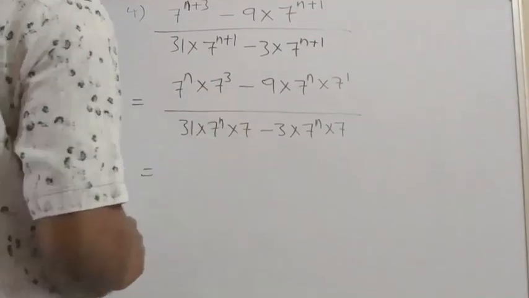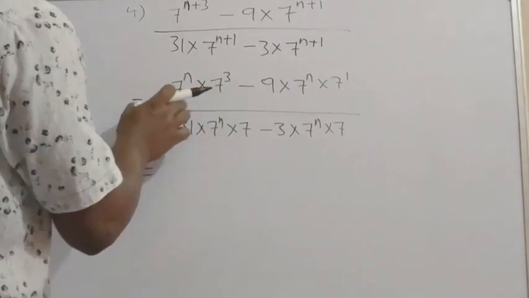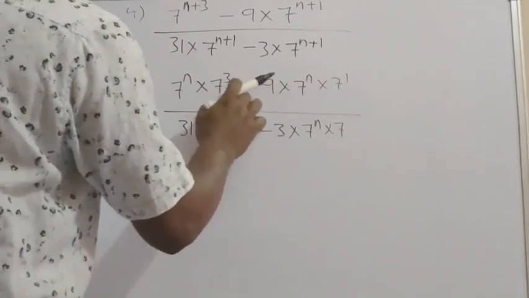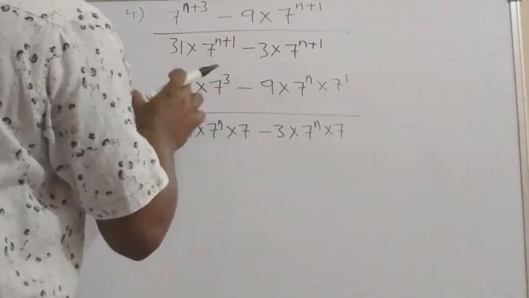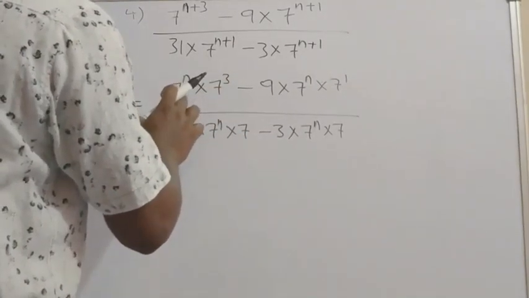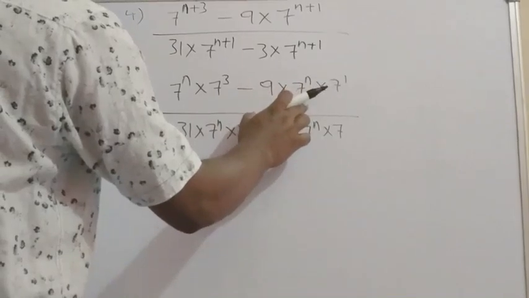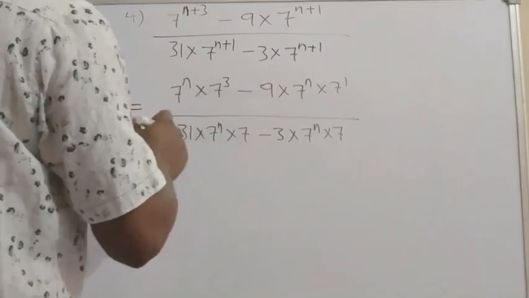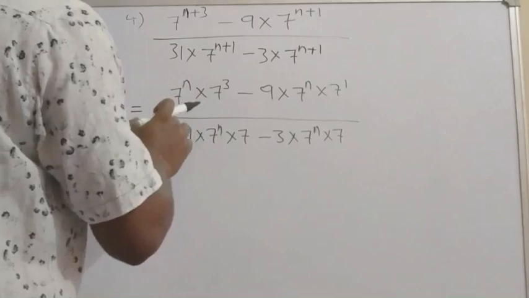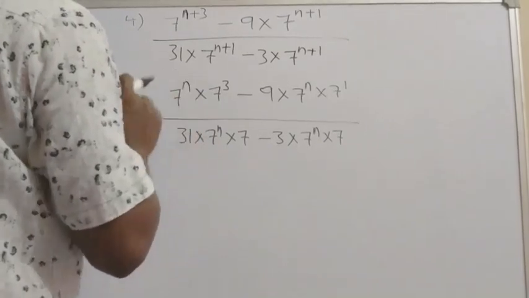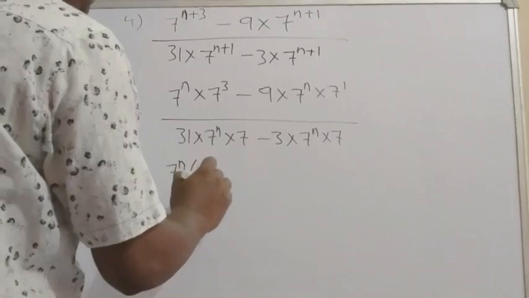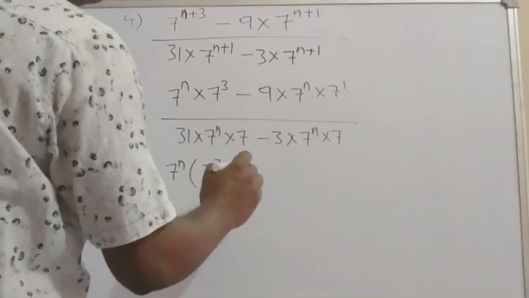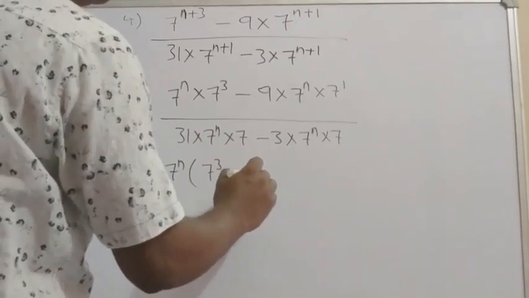Now you have to separate the power. Now this is one number, this is now one number. In between a minus sign is there. In both numbers, whatever is common we have to take. Here 7 to the power n is there. Here also 7 to the power n is there. So we can take it common. Always try to take them common, so that in the numerator and denominator it will cancel. So 7 to the power n you take common. So what is left? 7 to the power 3 minus 9 into 7.